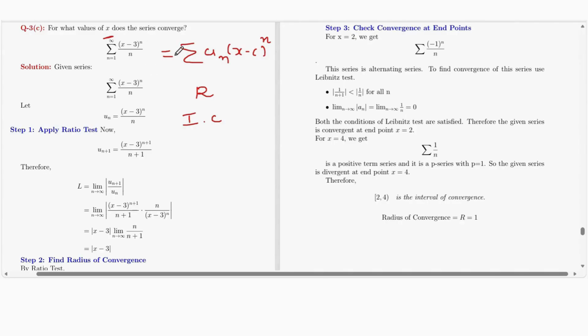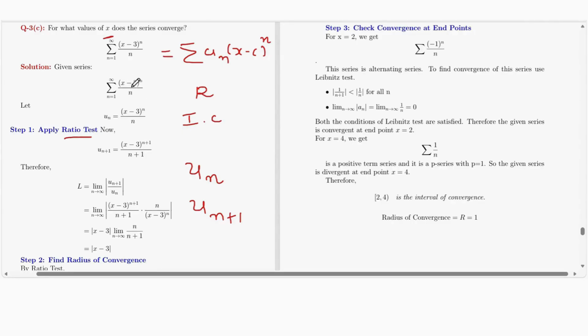Now, to find the convergence of the power series, we use the ratio test. For the ratio test, we need the nth term u_n and the (n plus 1)th term u_(n+1). Here you should not be confused between a_n and u_n. a_n is the coefficient of the power series, whereas in the ratio test we use the nth term of the series. So this one is my nth term of the series.